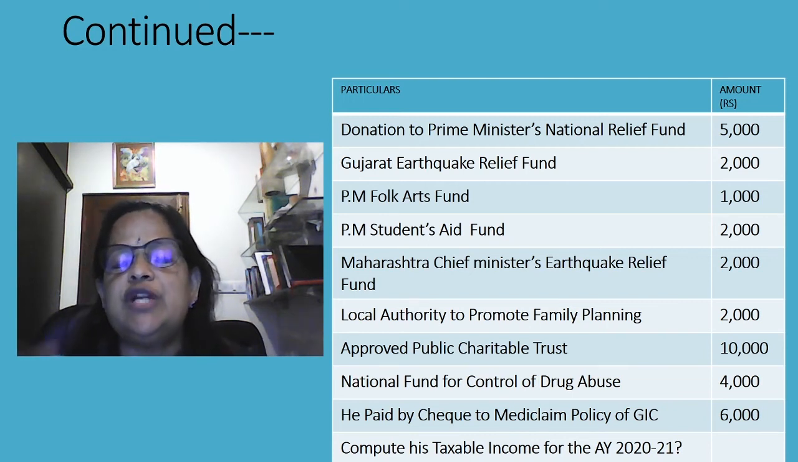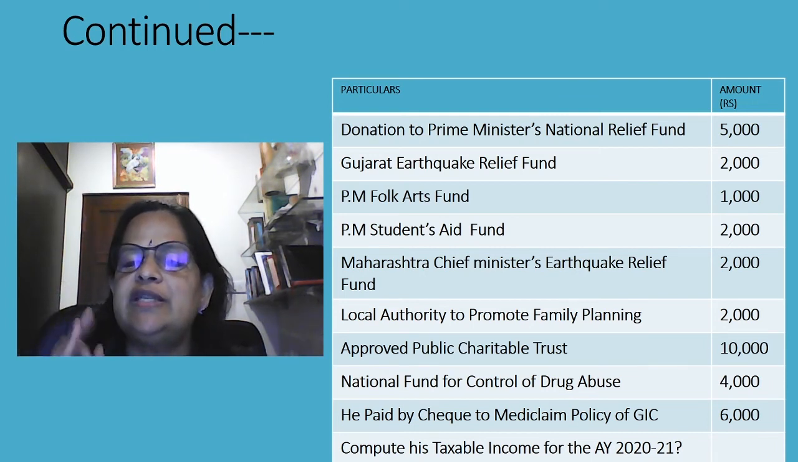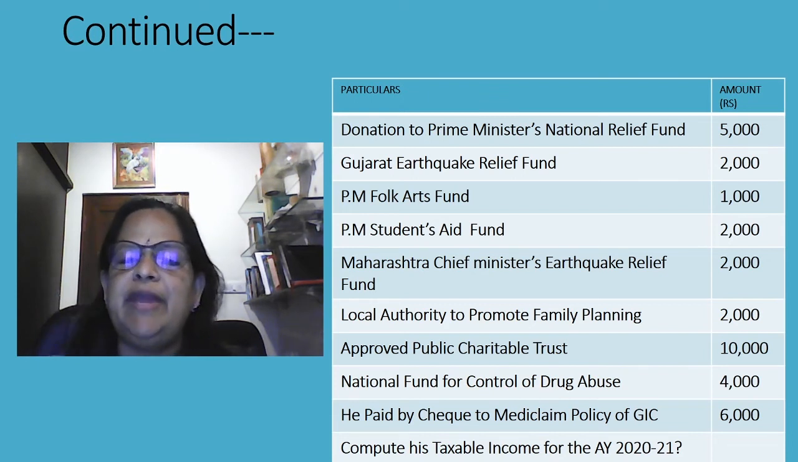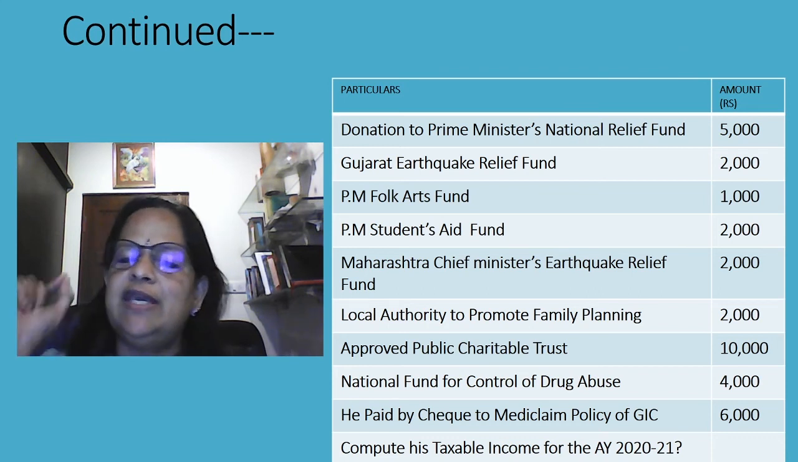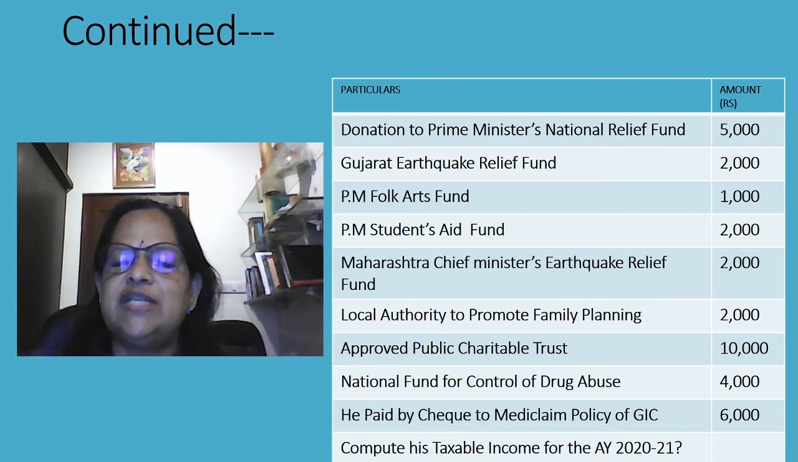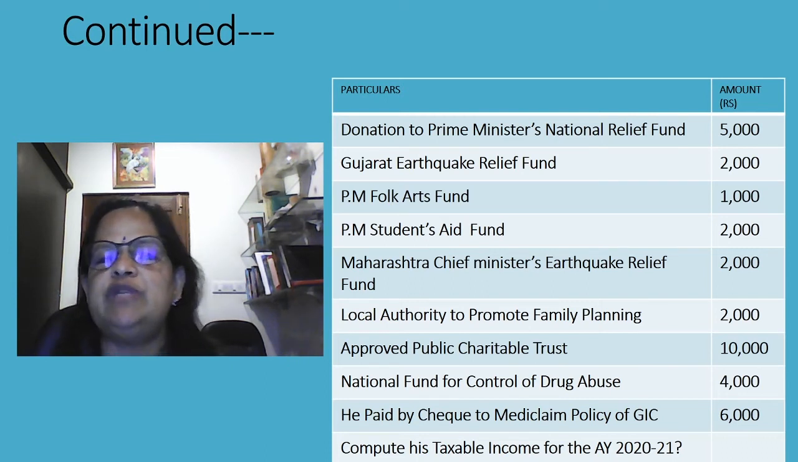National Fund for Control of Drug Abuse is 100%. I told you three things were recently added to 80G: Clean Ganga project, Swachh Bharat and control against drug abuse. All of this is without limit, 100%. He paid by check for the Mediclaim policy of GIC, so he can claim up to 25,000 under section 80D. Compute his taxable income for the assessment year 2021. So here we will use 80C, 80D and 80G.